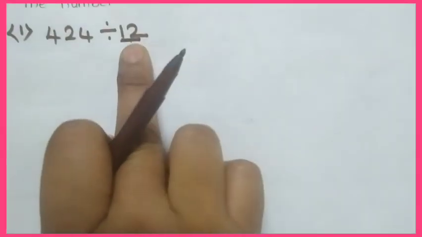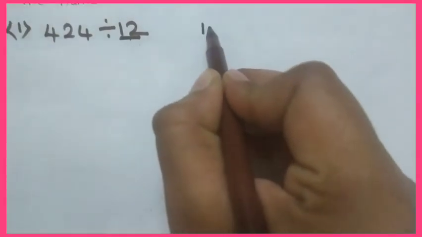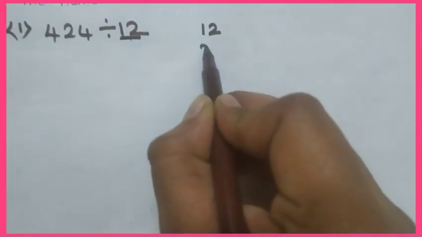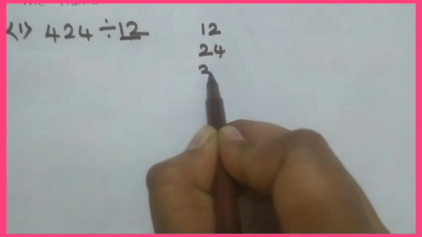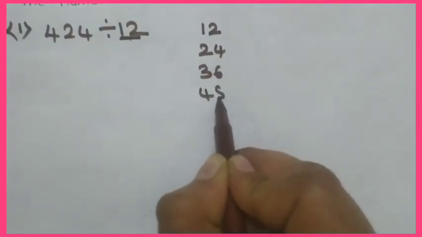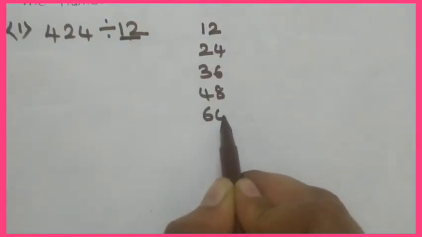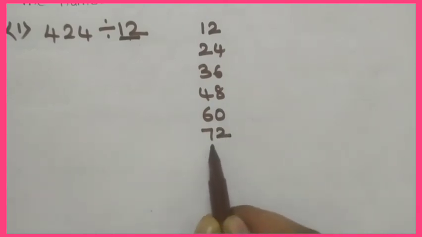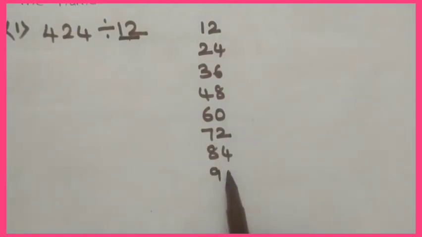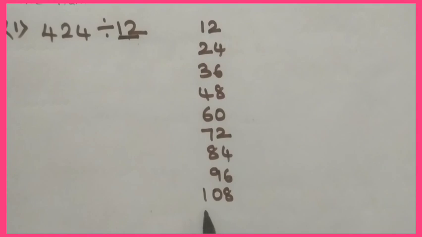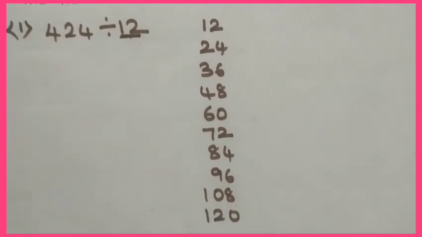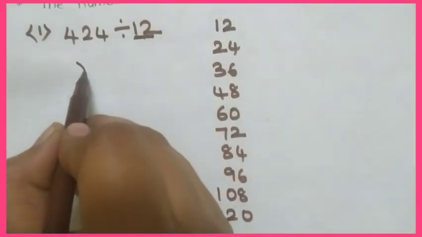Okay, here 12 is there, so we have to write 12 table here. 12 ones are 12, 12 twos are 24, 12 threes are 36, 12 fours are 48, 12 fives are 60, 12 sixes are 72, 12 sevens are 84, 12 eights are 96, 12 nines are 108, 12 tens are 120. Okay, now let us write this one.